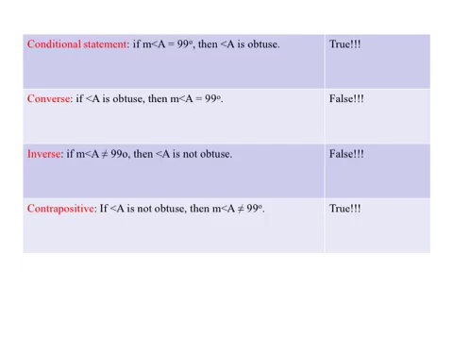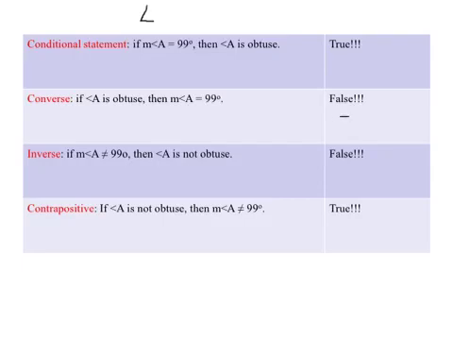I've given you an example. A conditional statement: if the measure of angle A is 99 degrees, then angle A is obtuse. I know that looks like a less than sign. I couldn't find this in my computer, so I did the best I could. Converse: the converse says to exchange the hypothesis and the conclusion. So I exchanged them. If angle A is obtuse, then the measure of angle A is 99.